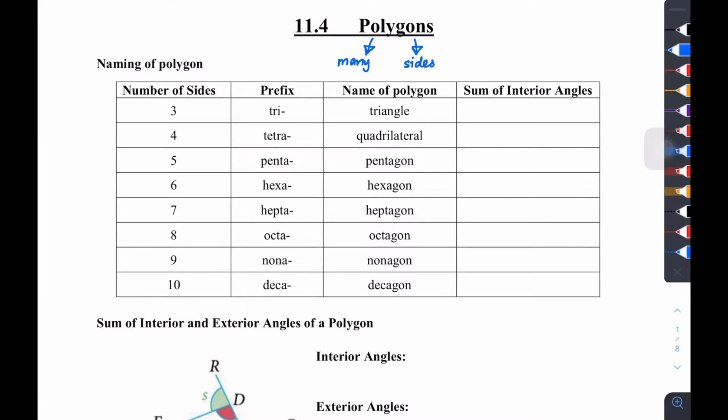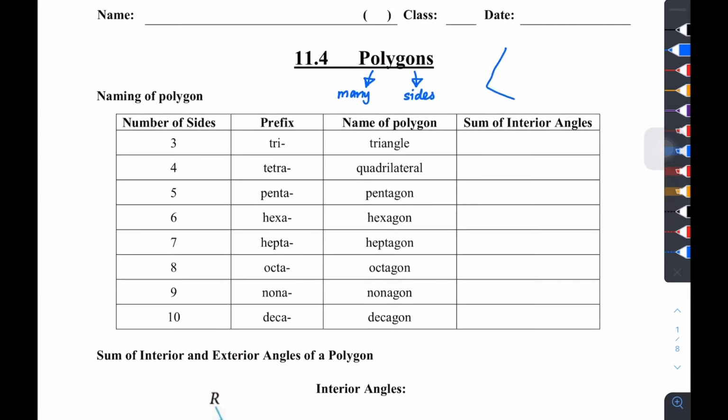Now, when we mention polygon, we specifically want a closed shape, meaning like this. Is this a triangle? This is not a triangle. It has to be closed. And for example, if I want to draw something with 5 sides, it will be 1, 2, 3, 4, 5. It cannot be like this. It has to be something like this. It has to be closed. Okay, 5 sides.